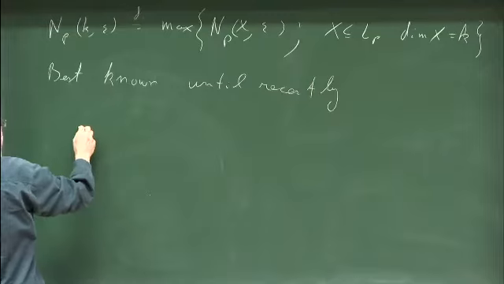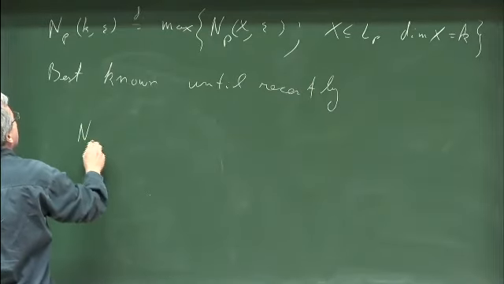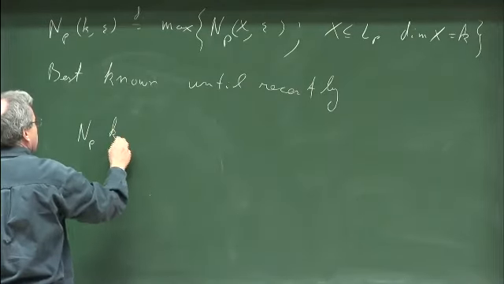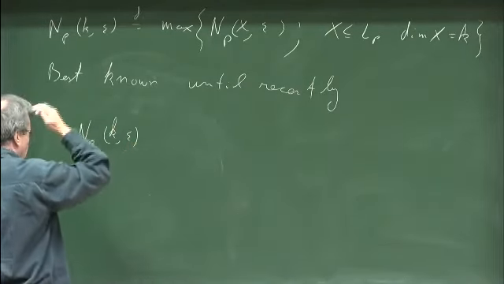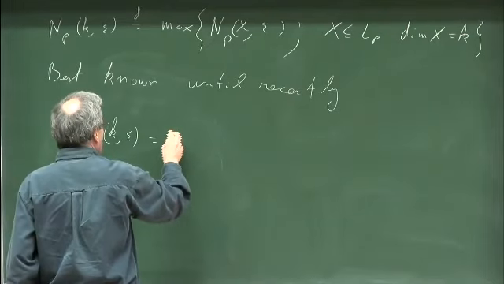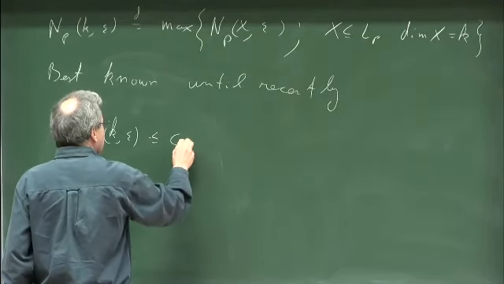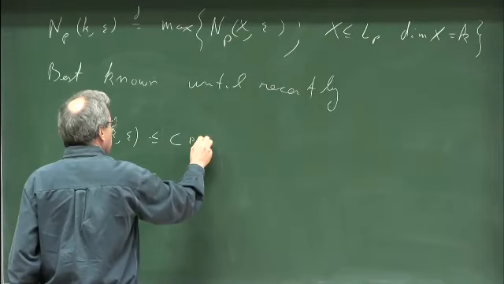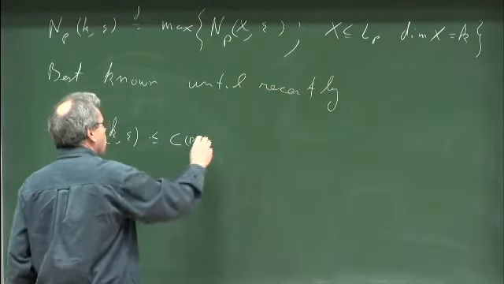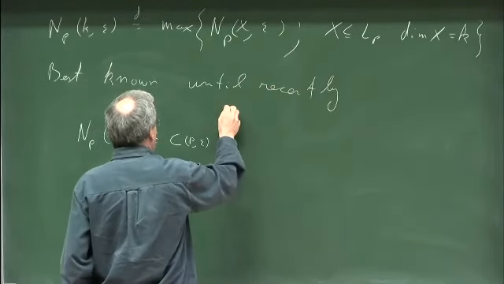So what is known is the following. So n_p, I'll speak about the second thing, but okay. So this is smaller than or equal to some constant. The constants always depend on p and epsilon. I'll say something about the constants later on.